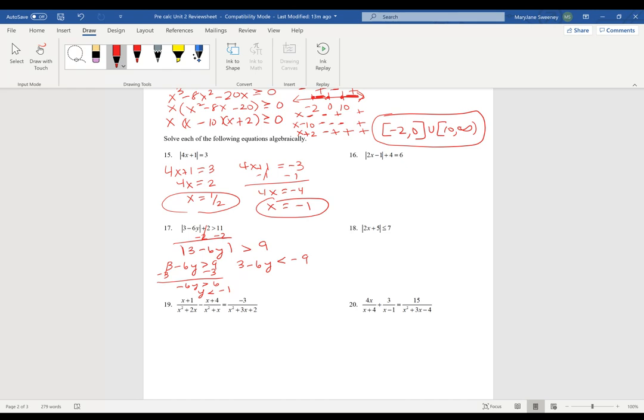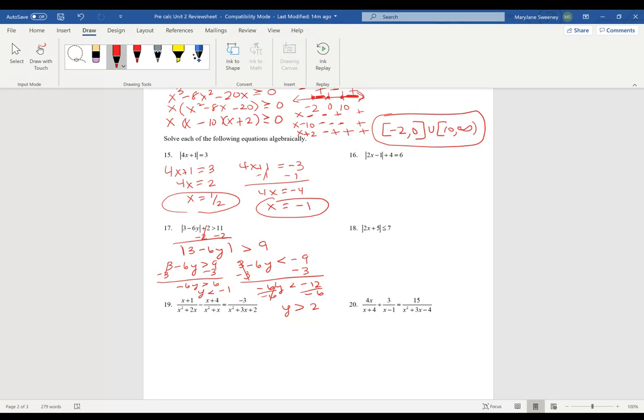And that would be a negative 1. y is less than negative 1. Divide by the negative 6. Flip the inequality sign. y is greater than 2.